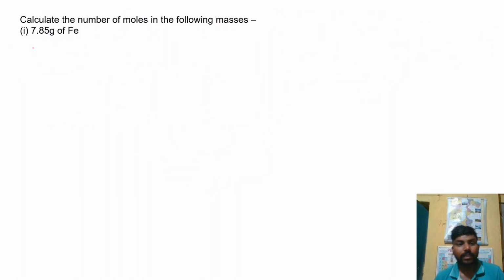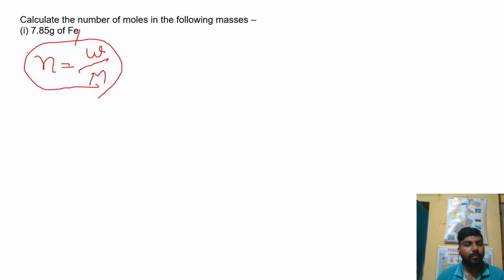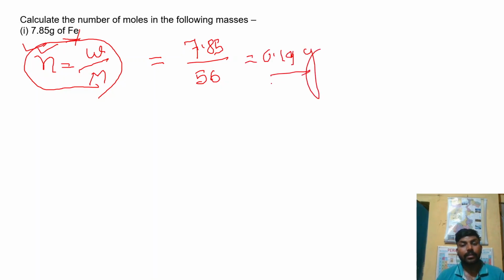One more question we can touch: calculate the number of moles. I am giving you the formula you have to remember. The number of moles is always counted by weight divided by molar mass. Whenever we have to count the number of moles, we use the weight by molar mass formula. Here the iron is given. The weight is 7.85 gram and the molar mass of iron is 56 gram. So the value will come as 0.14 mole, taking up to 2 decimals.